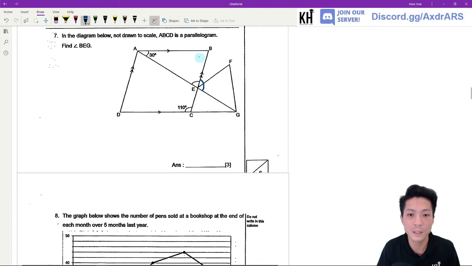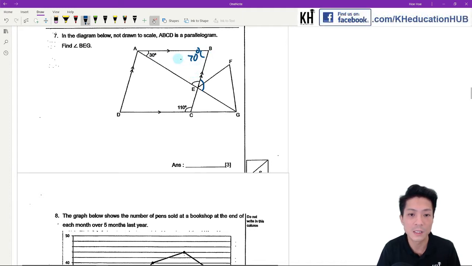The first angle that I'm going to find will be this. If you see this U shape, since these two lines are parallel to each other, this angle plus this angle over here is equal to 180, which means that 180 minus 110 will give me 70 degrees for this.